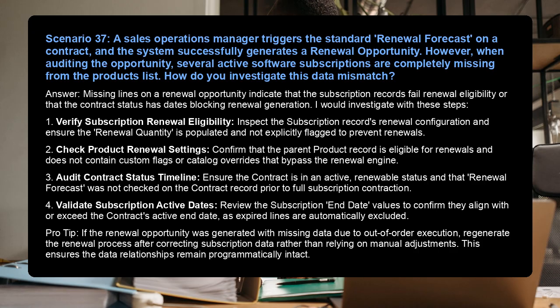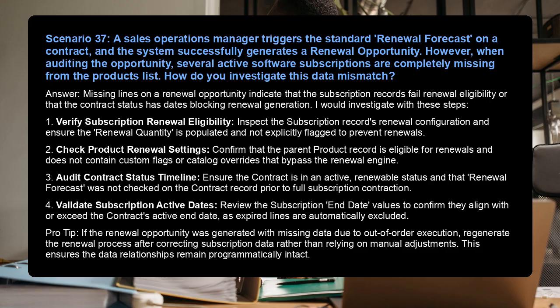1. Verify subscription renewal eligibility. Inspect the subscription record's renewal configuration and ensure the renewal quantity is populated and not explicitly flagged to prevent renewals. 2. Check product renewal settings. Confirm that the parent product record is eligible for renewals and does not contain custom flags or catalog overrides that bypass the renewal engine. 3. Audit contract status timeline. Ensure the contract is in an active, renewable status and that renewal forecast was not checked on the contract record prior to full subscription contraction.